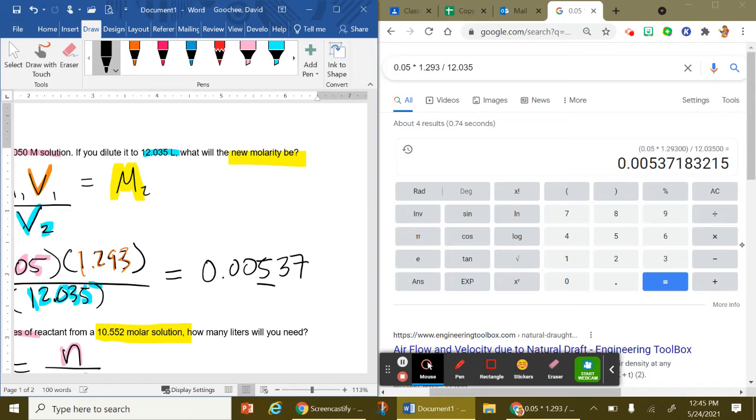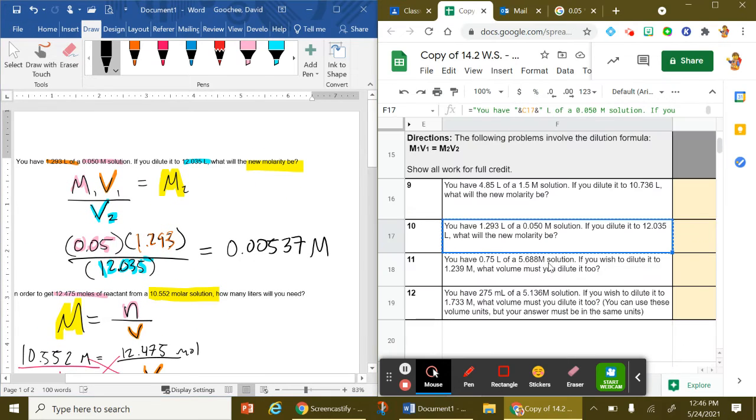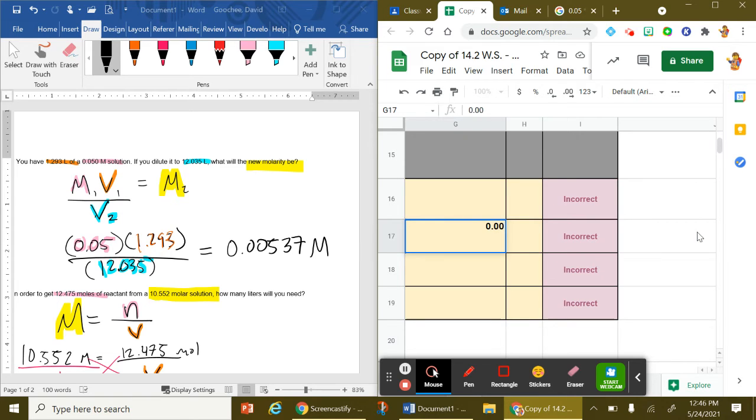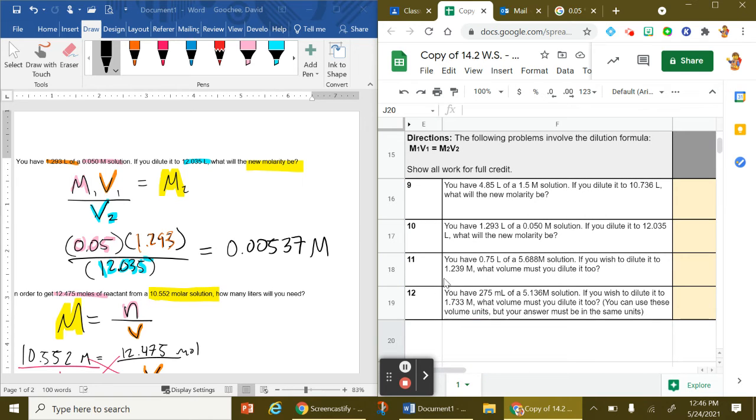0.00537. Don't stop at 5. Don't round that 3 to a 4. Give me 3 significant figures at least to get the right answer. So that is the molarity. It is a 0.00537 molar solution. Let's plug that in and see if that's good. 0.00537 molar solution. That is correct. All right, let's try another one. Let's try problem number 12.